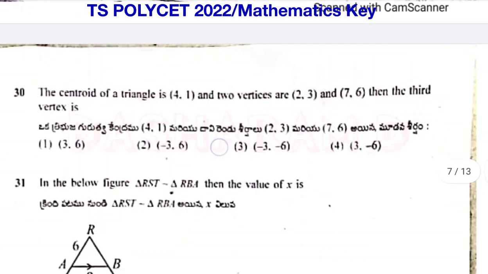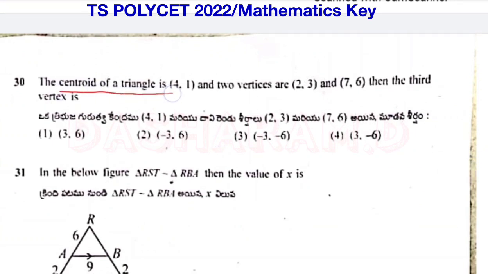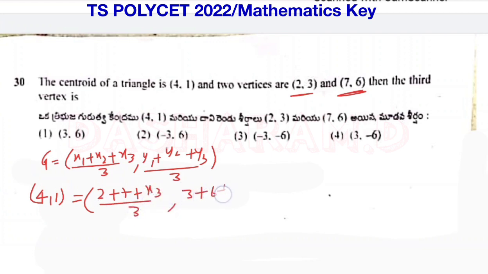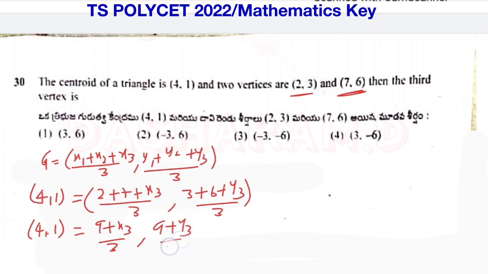Next, question number 30. The centroid of the triangle is (4, 1) and two vertices are (2, 3) and (7, 6). Then the third vertex is how much? So this is the centroid formula, denoted with a capital G. The centroid is given and two vertices are given, asking for the third vertex. So 2 plus 7 plus the third vertex x3, next 3 plus 6 plus y3. So (4, 1) equals ((9 + x3)/3, (9 + y3)/3).